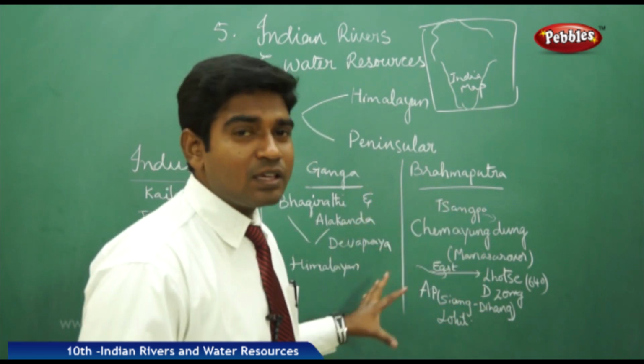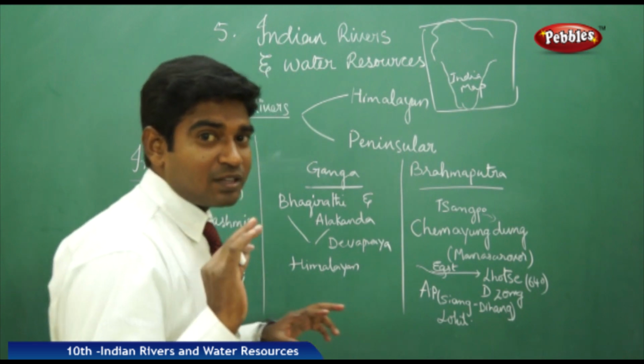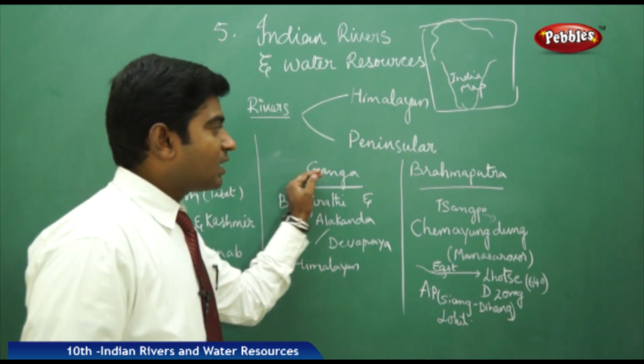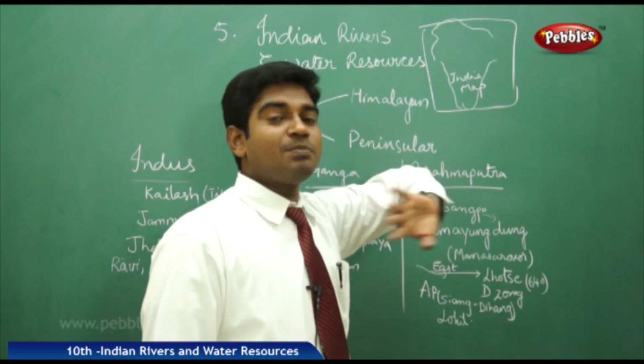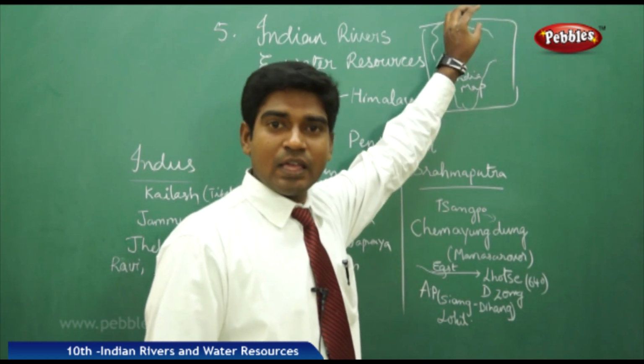This is the origin of the Himalayan rivers. We have 3 major Himalayan rivers, that is Indus, Ganga and Brahmaputra. Almost all of them originate from the Himalayas, from the same place nearby the Manasarovar lake.